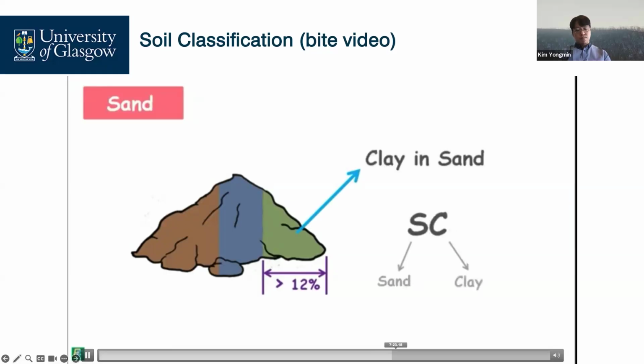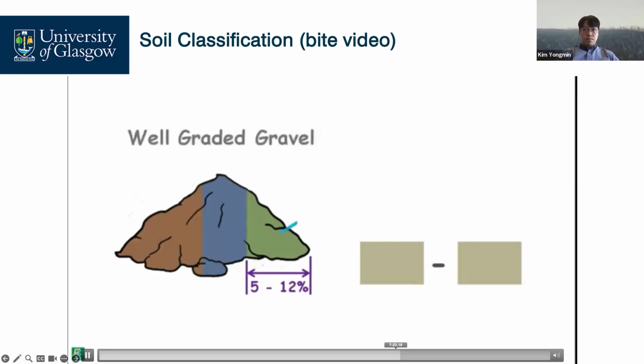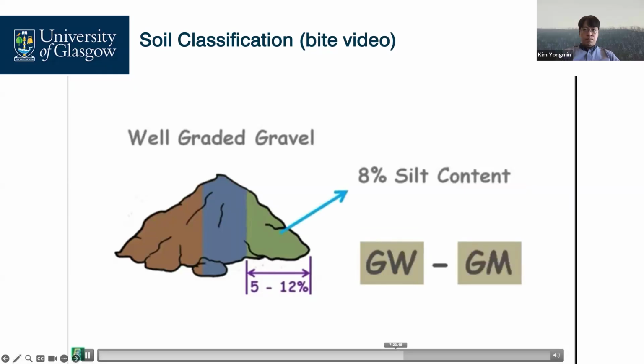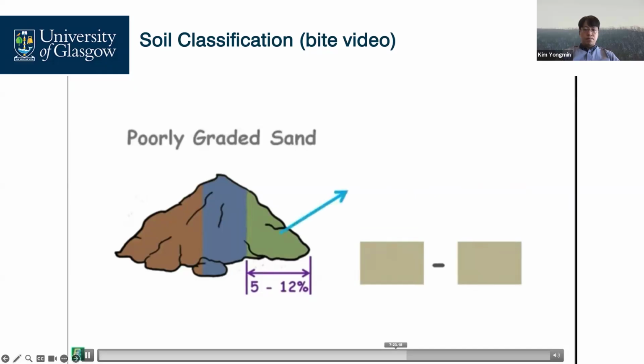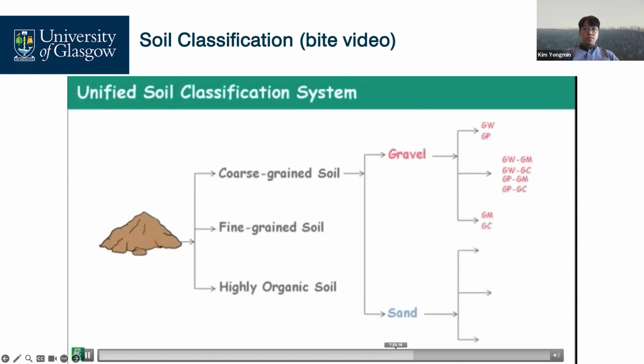If the percentage of fines in coarse soils is between 5 to 12%, then we use dual symbols to represent them. A well-graded gravel having 8% of silt content is represented as GW-GM. Similarly, for poorly graded sand having 9% clay content, the symbol will be SP-SC. And similarly, others. It was the classification of coarse-grained soils.